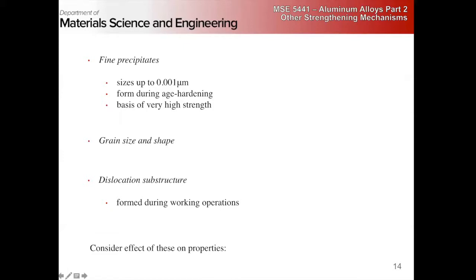Dislocation substructure, right? This is formed during the work operations. This is Taylor hardening, right? So we want to consider the effect of all of these on the properties of our aluminum, right?